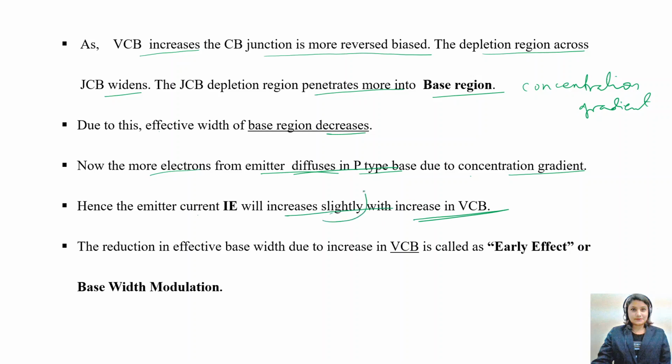This word slightly is very important. Emitter current increases slightly with the increase in VCB. So this is the 1 mark question for MCQ. The reduction in base width due to increase in VCB is called the Early effect or base width modulation.